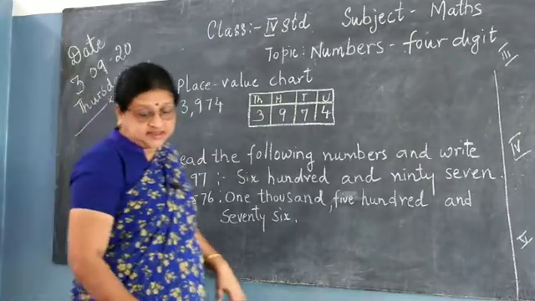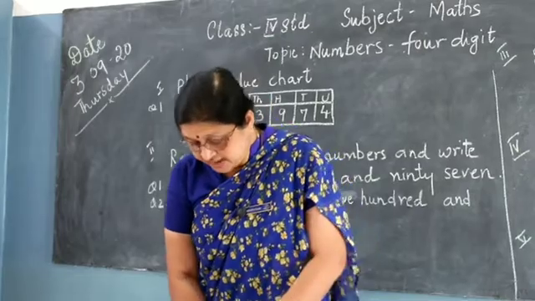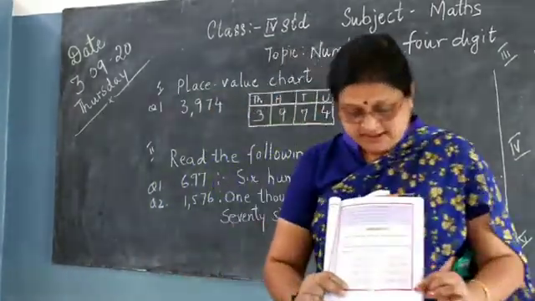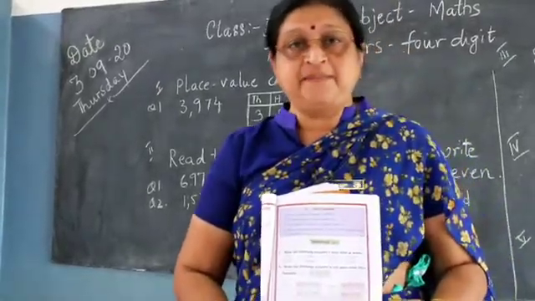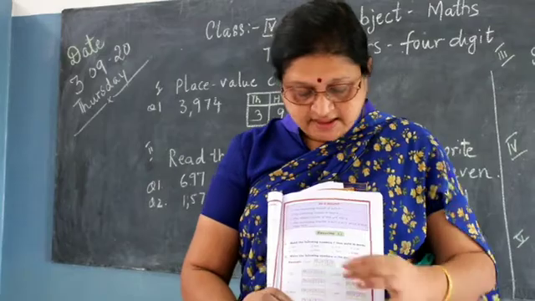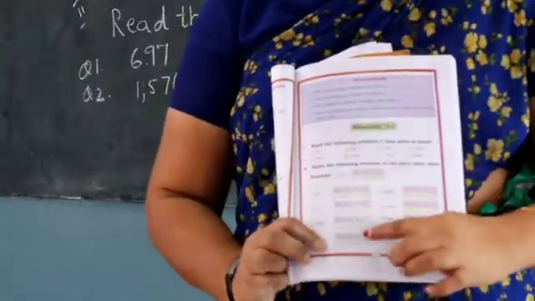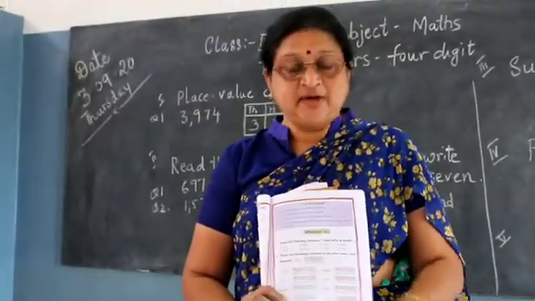1576. Now this children is given to you on your page number 21. This is one. See, page number 21. I will be putting in your group app the page number and the exercise. You have this, read this and write in words and the place value chart. The numbers are given. Okay.